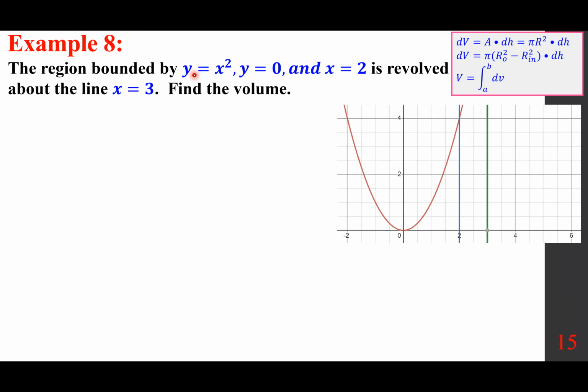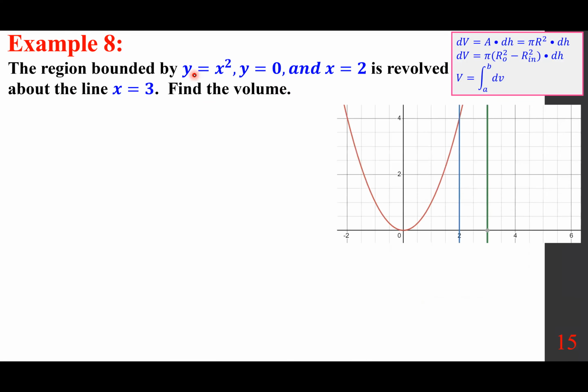Now, because it's going up and down and dh is dy, everything must be a function of y. So this R in is a fixed number. We don't have to worry about it, but this is 3 minus x. And x comes from the curve. So 3 minus square root of y.